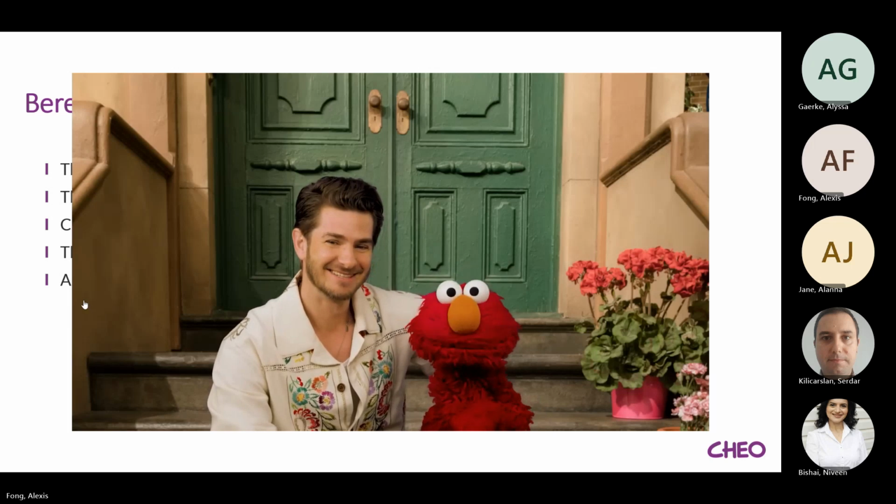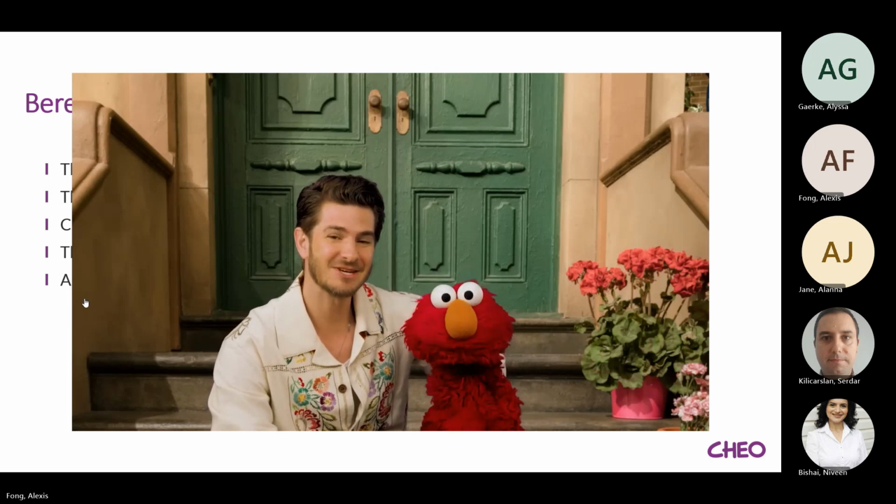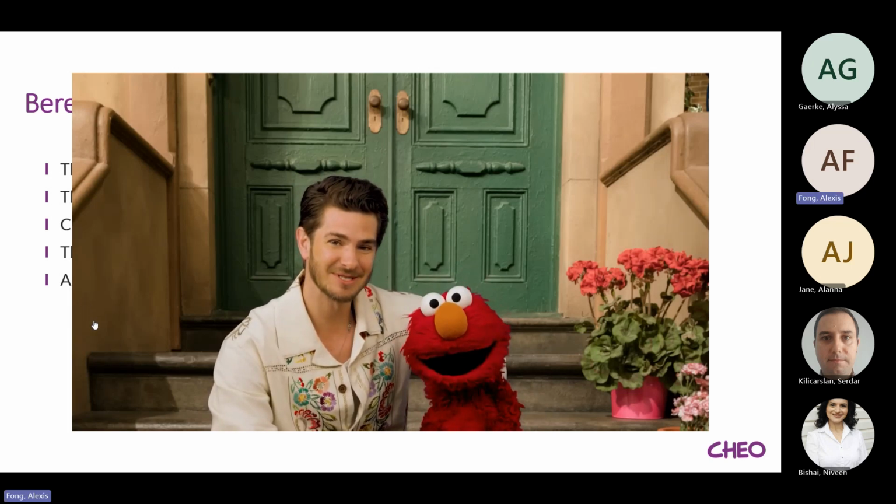Anyway, what we can learn from Andrew Garfield and Elmo is that we're going to create space, even though it can be scary or difficult to ask about how people are doing. We're going to listen. And also grief is complicated, it's messy. Grief means that we can celebrate the people we love and miss, but that we can also miss them.